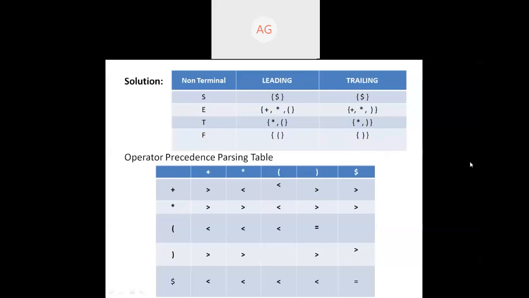Now this is the operator precedence parsing table, and these are the leading and the trailing symbols. So just compare your result in your copy with this answer.